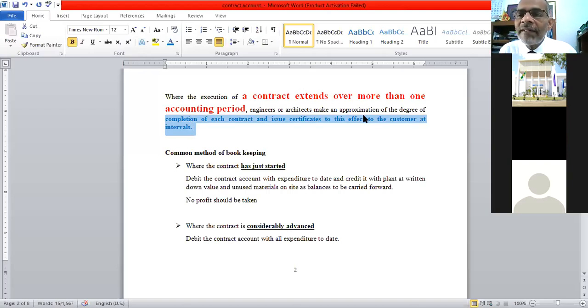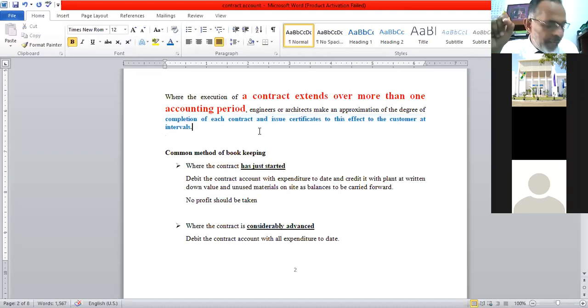You cannot take the contract price of 50 million. They are saying, you know your cost record. Doesn't matter. The blue color says, on completion of each contract, a certificate is issued, with effect to the customer at an interval. The engineers or architect will come and see you and say, okay, our contract price is 20 million.